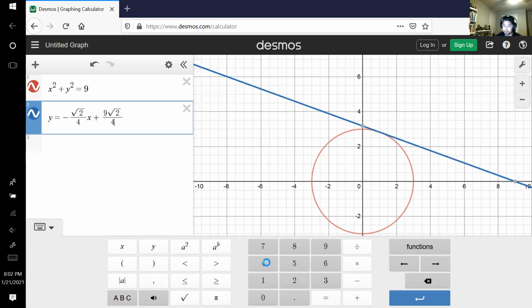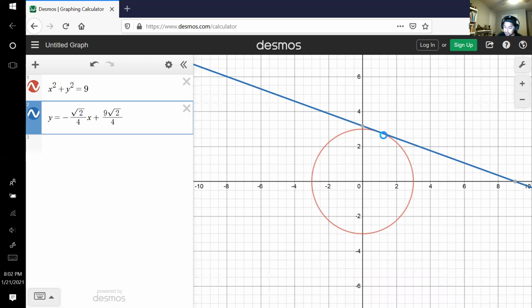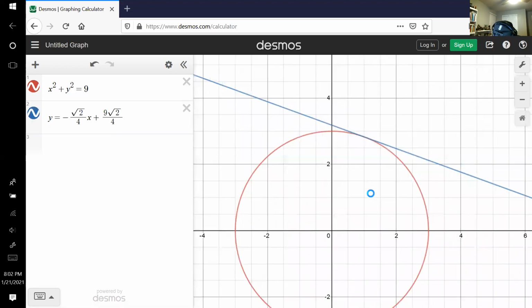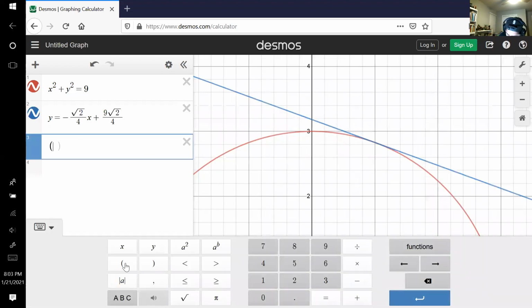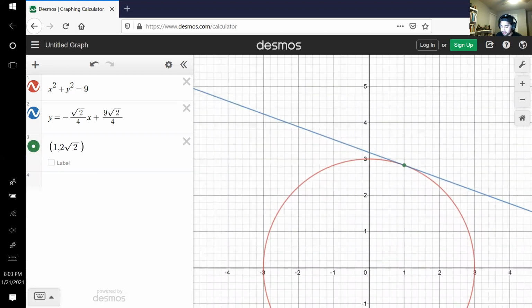And now look at this. If I click on that, it should show the point where they intersect. Or maybe I'll just type it in: 1, 2 square root of 2. There we go. And there it is. That is the exact point they share. That is the only point they share.